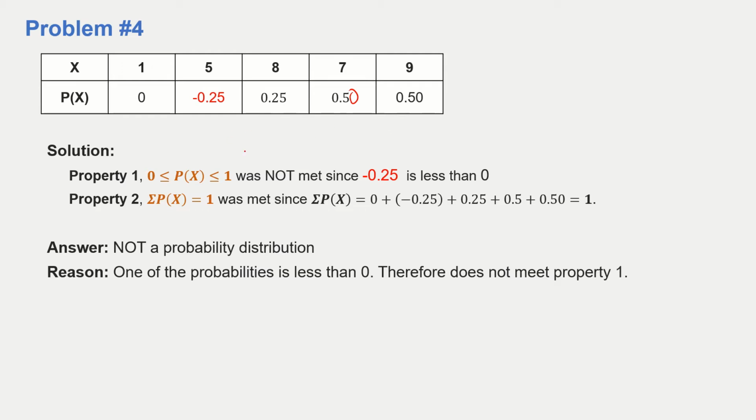So, let's examine it according to the properties. For property number 1, it was not met because one of our probabilities is less than 0. We do not have a negative probability. For property number 2, if we get the sum of all the probabilities given, it is equal to 1. So although number 1 was not met, we met number 2. However, when we make a conclusion, since we did not meet number 1, this distribution does not serve as a discrete probability distribution because one of the probabilities is less than 0. Therefore, it did not meet property number 1 and is not a probability distribution.